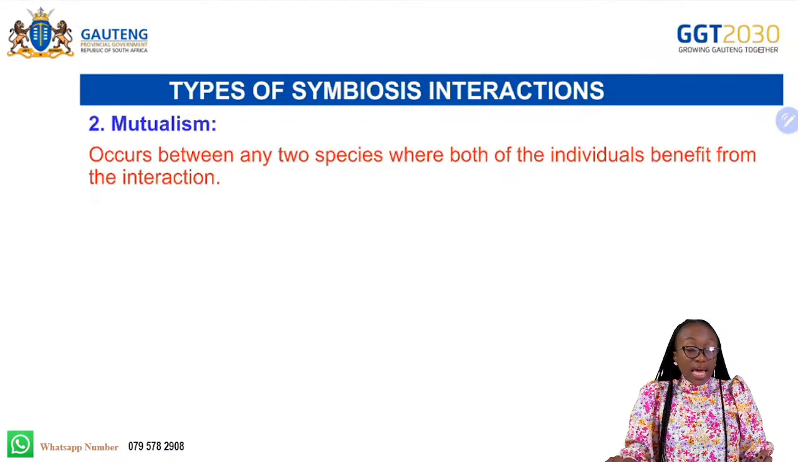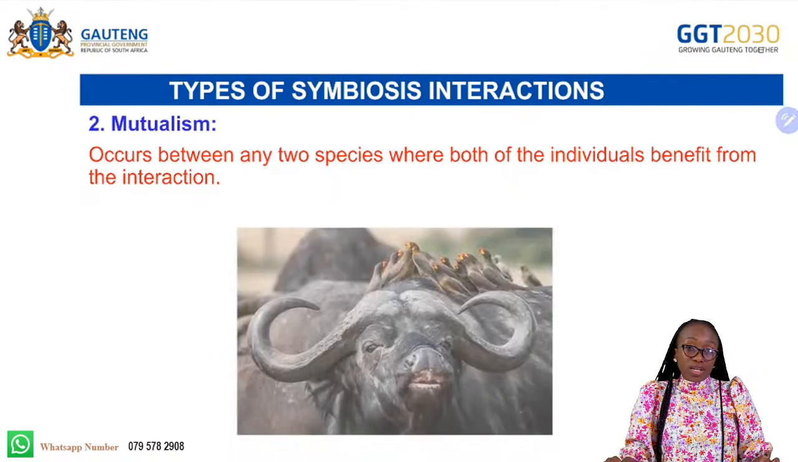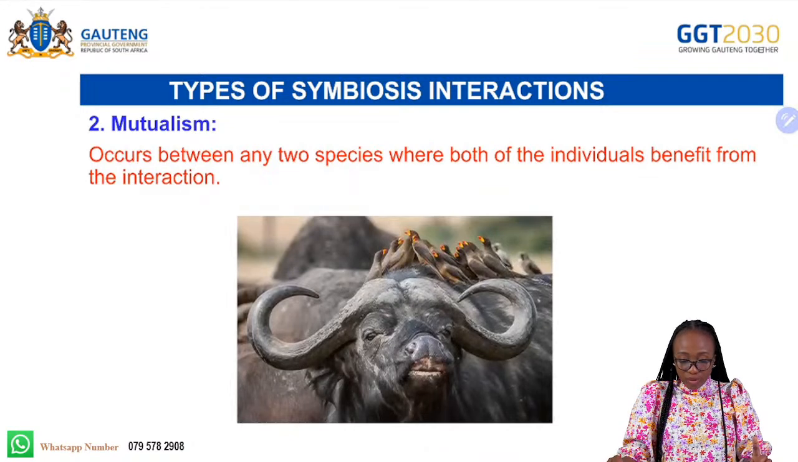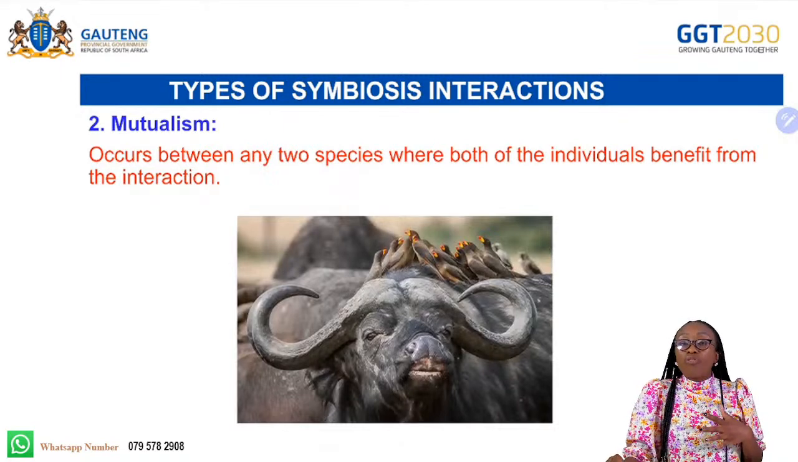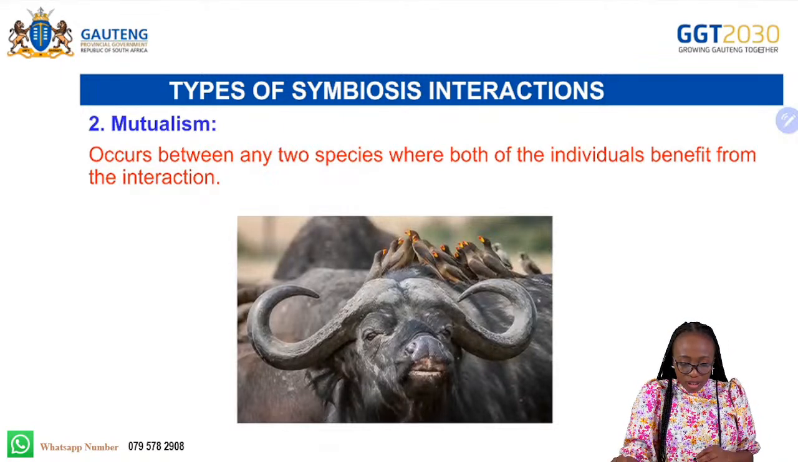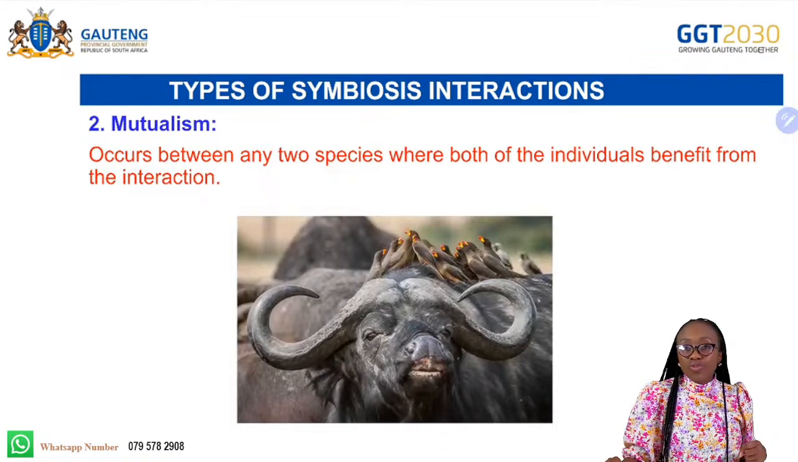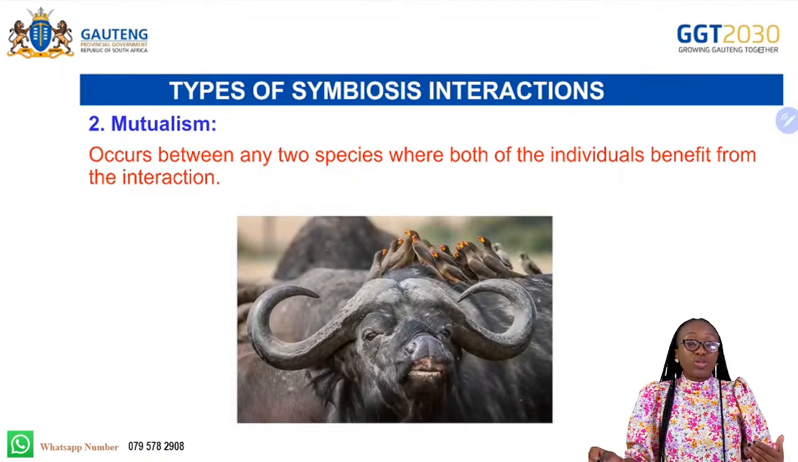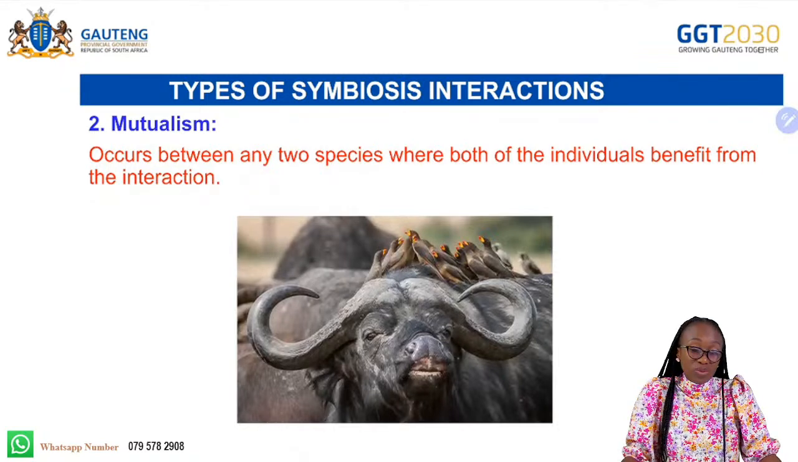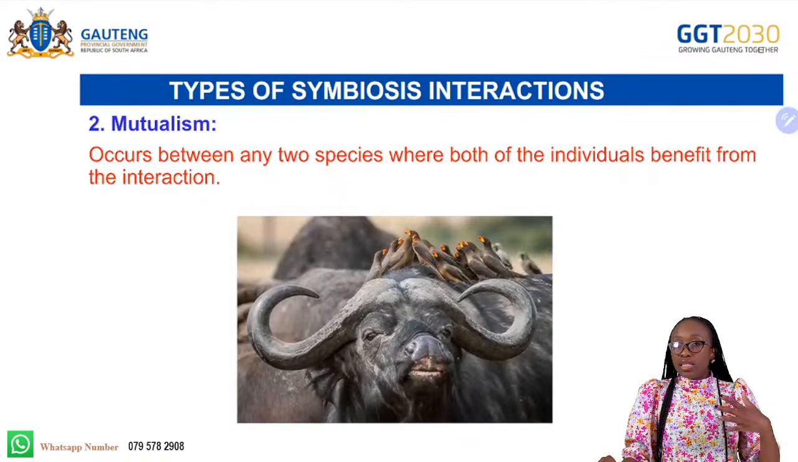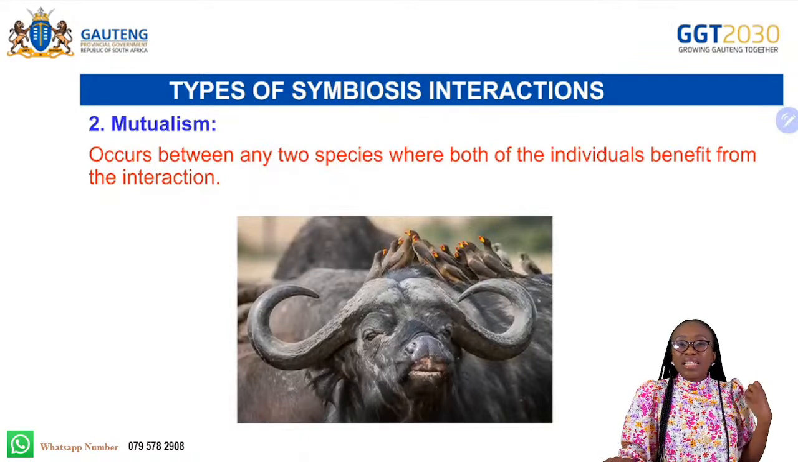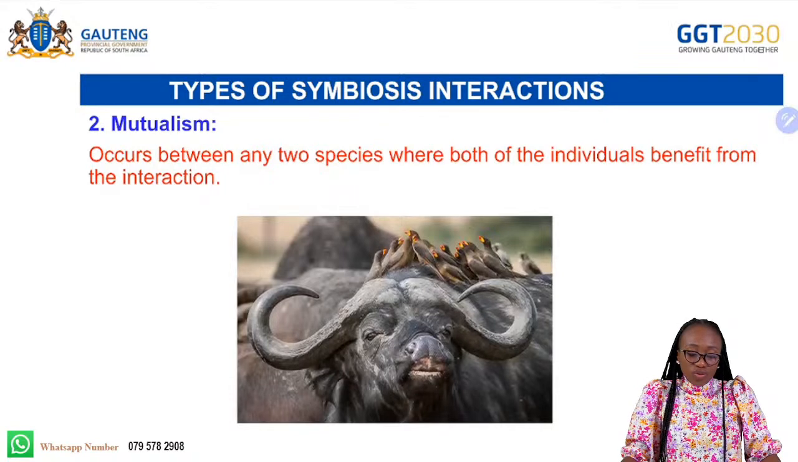And then next, we've got mutualism. This occurs between any two species where both of the individuals benefit from the interaction. We've got the bird and the buffalo. The bird eats the ticks that are in the fur of the buffalo, and the buffalo gains by having the ticks removed, so they won't bother it anymore. So the bird is getting food and a free ride on the buffalo's back, and the buffalo is getting the ticks that bother it removed from its fur.